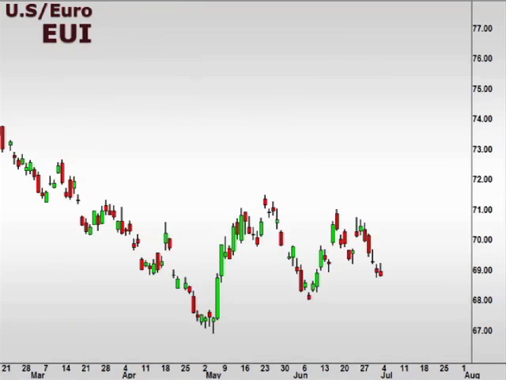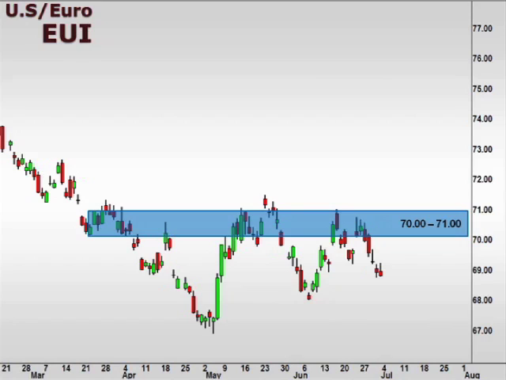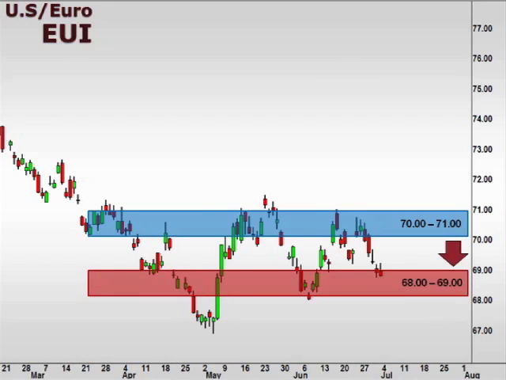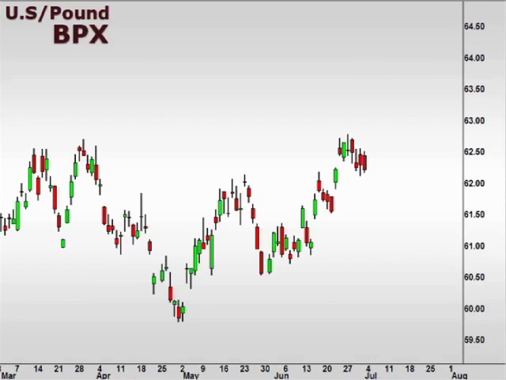Let's take a look at the EUI, the US dollar versus the euro. Well, the EUI failed to break above the 70-71 resistance level. We now find the EUI back down, testing the support level at 68-69 after a break of the pivot point at 70. Now, we should see a bounce this week after such a significant drop, which would retest 70 for resistance.